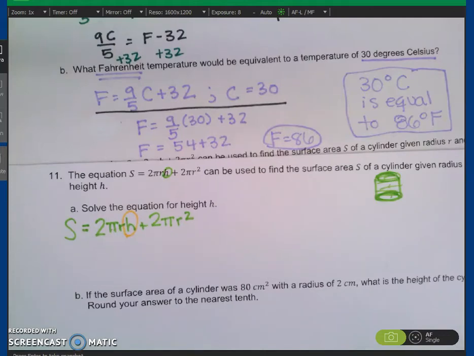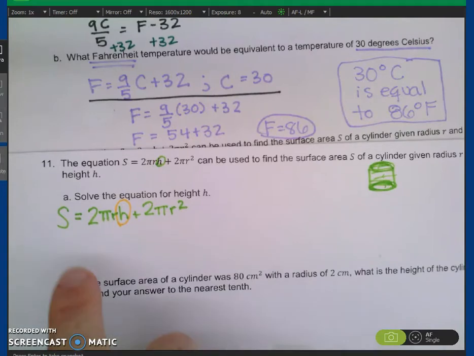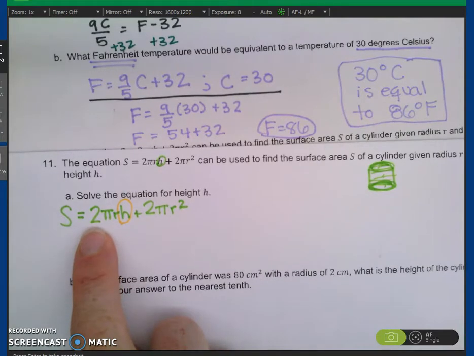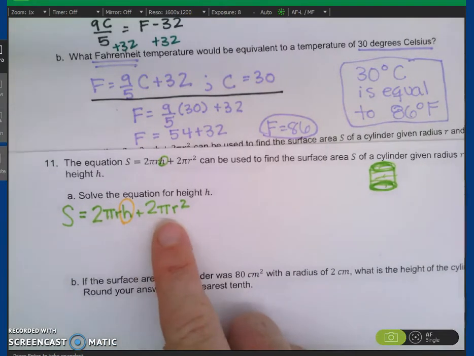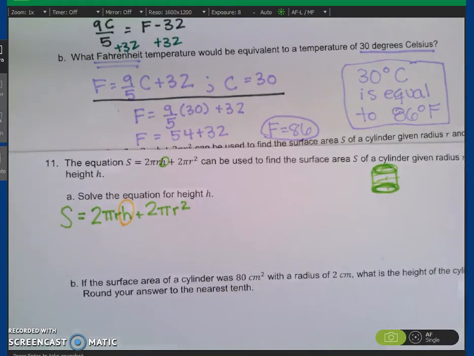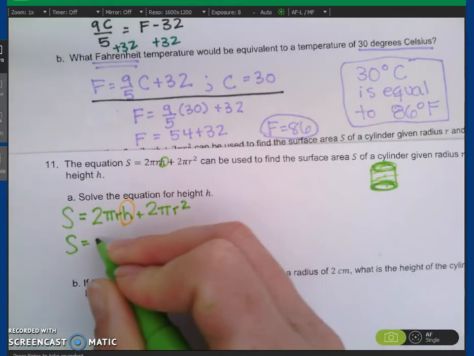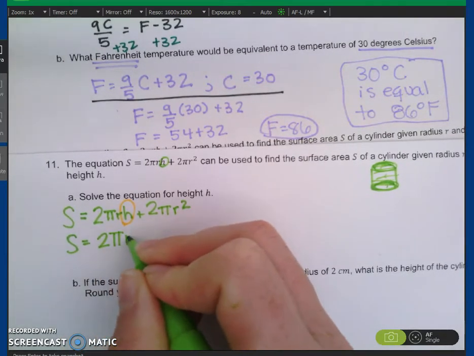Whenever that happens, I'm thinking about factoring. So if I want to isolate h, do you notice if I can factor out any terms? Taking a look here, I notice I have 2 pi r and a 2 pi r here, but that r is being squared. So a common factor between both of them is 2 pi and r. So let's factor out a 2 pi r.